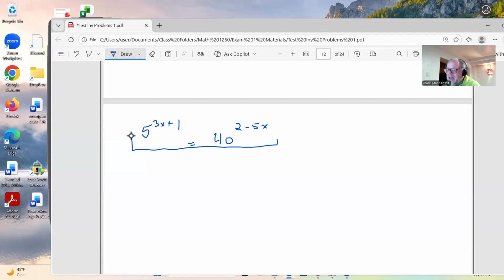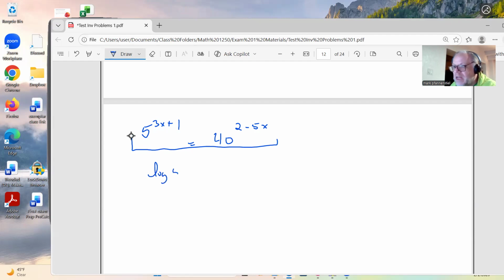That didn't happen. If you can relate them, then an easier way to go might be to get the bases to be the same so that you can equate the exponents. We can't do that. There's no way to say 5 squared, 5 cubed, 5 to the fourth. It's not going to be 40. So what we're going to have to do is take a logarithm. Now, it doesn't really matter which logarithm you take. You can take a log base 10 for a common log or a log base e for a natural log, whichever you prefer. So I'm going to go ahead and take log base 10 on both sides.